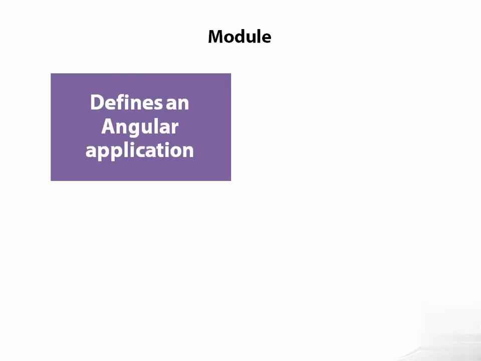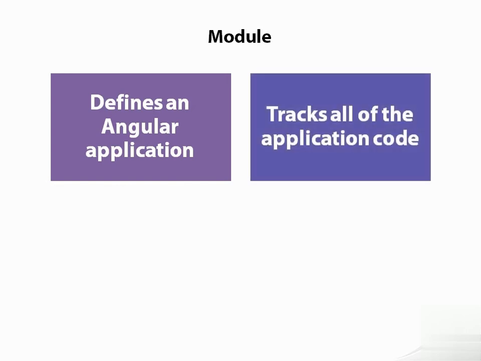A module defines an Angular application. Most Angular applications have one main module, but they can reference any number of other modules. For example, the main product management application is defined with the main module. That main module can reference a second module that contains a reusable set of common code.